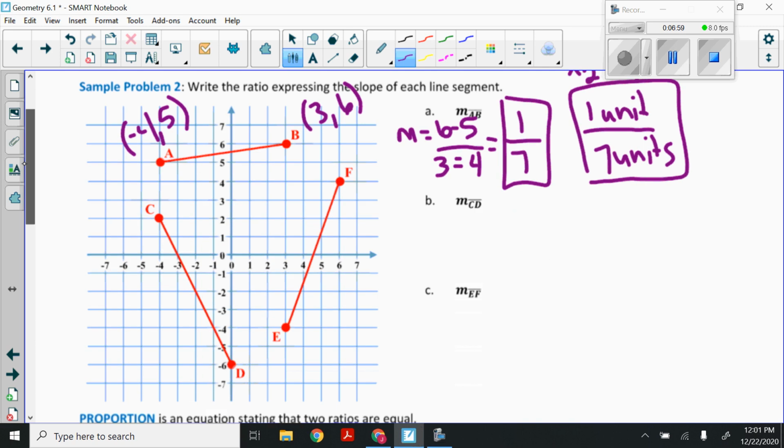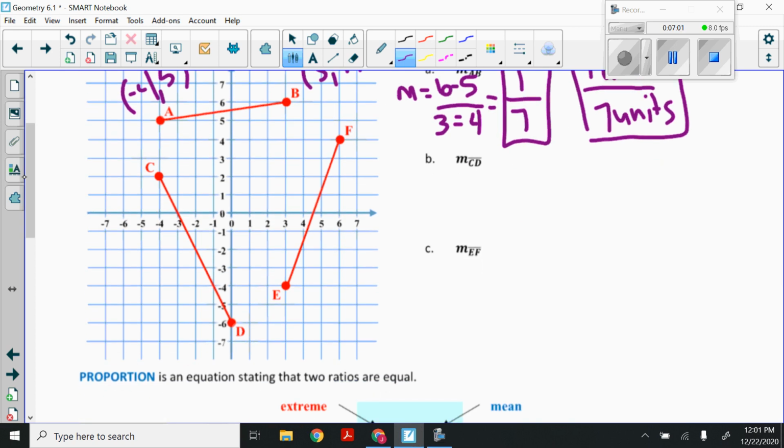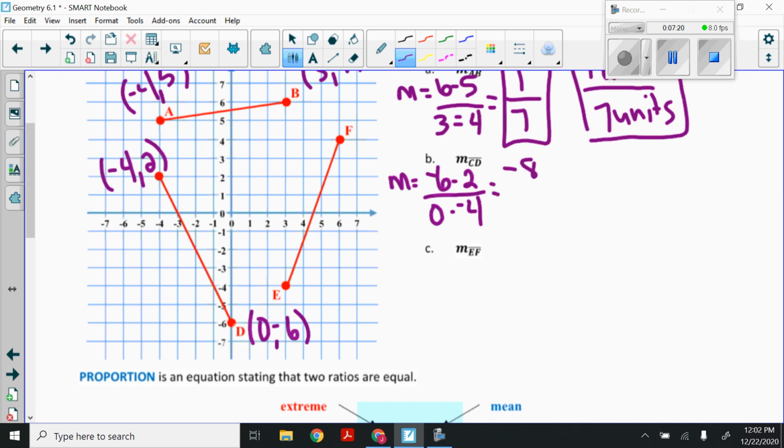Slope of C to D, the ratio of that. So C, this is at -4, 2. D is at 0, -6. So here our slope, -6 minus 2 over 0 minus -4. -6 minus 2 becomes -8. 0 minus -4 turns to +4. That reduces to -2 over 1.